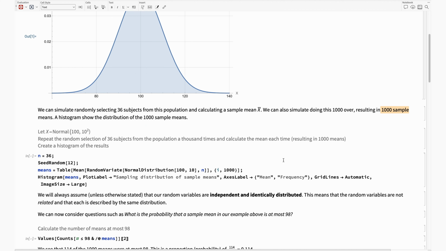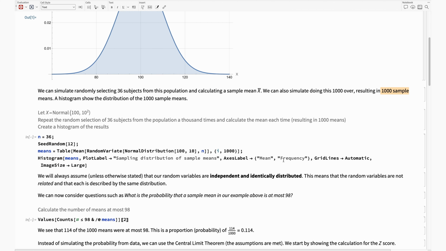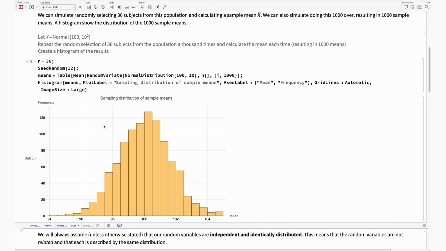Now don't do this on pen and paper. We can just use software and do all of this. So there's my pseudocode. I'm going to let x be described by the normal distribution on a mean of 100 and a standard deviation of 10, or variance of 10 squared, and I'm going to repeat the random selection of 36 subjects from this population 1,000 times and calculate the mean each time so that I have these 1,000 means, and then I'm going to create a histogram. That's exactly what I do with the code here. We can ignore the code and look at that.